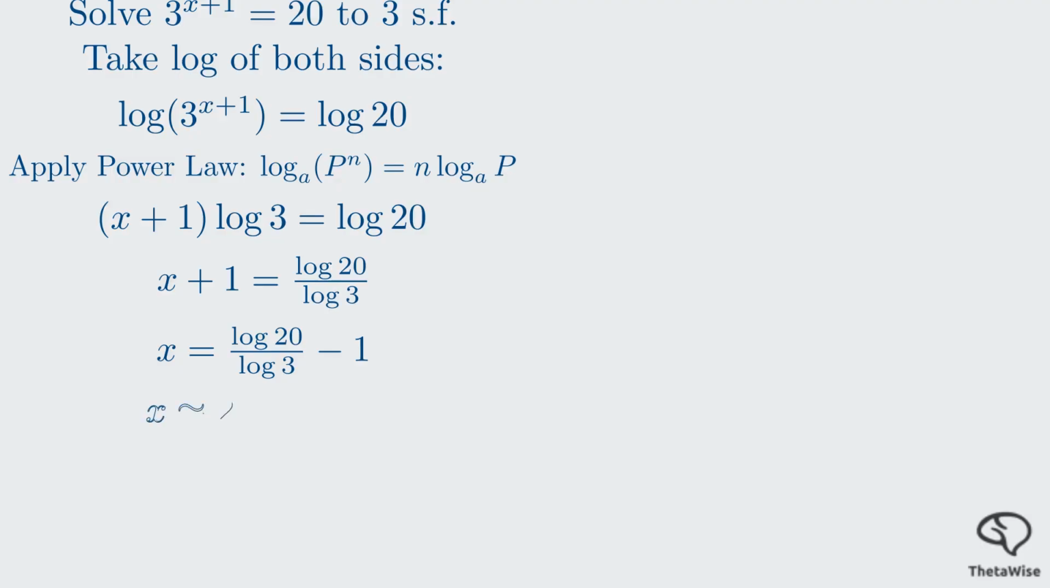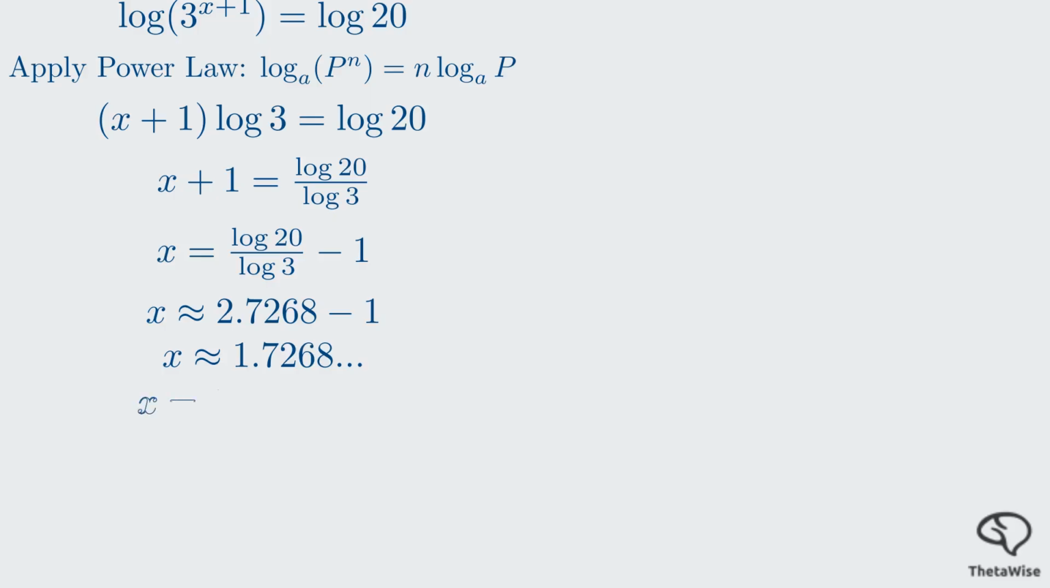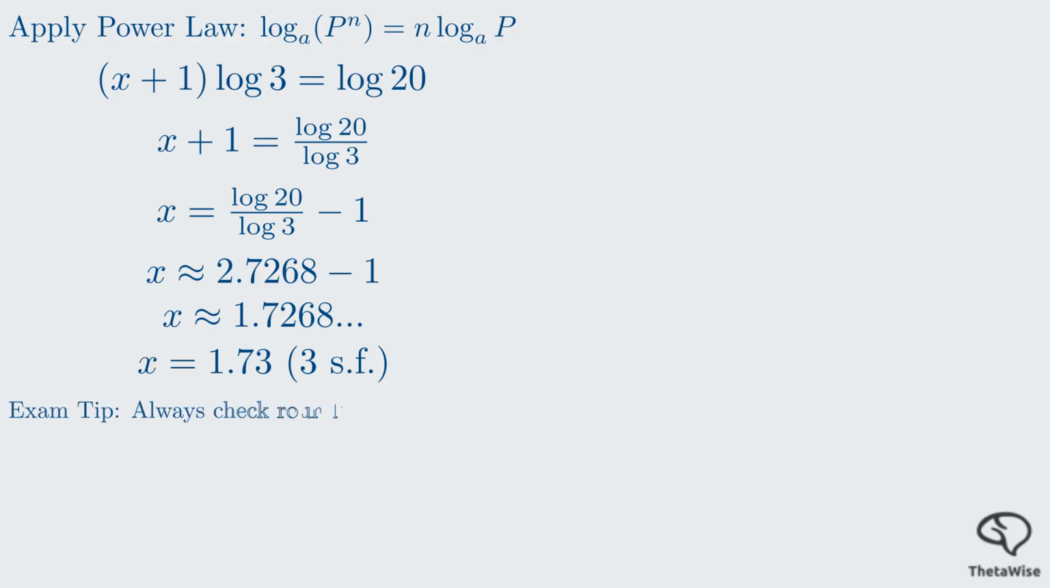Using a calculator, log 20 divided by log 3 is approximately 2.7268. x is approximately 1.73. The final step is rounding to the required degree of accuracy. The question asks for 3 significant figures. Always check the rounding instructions in the question. 9709 papers are very strict about this.